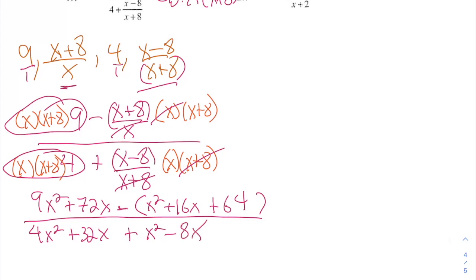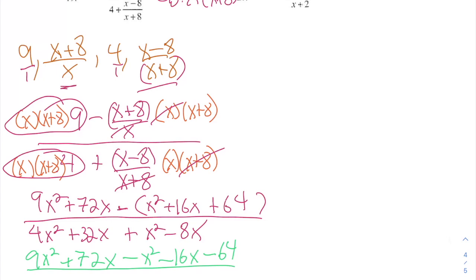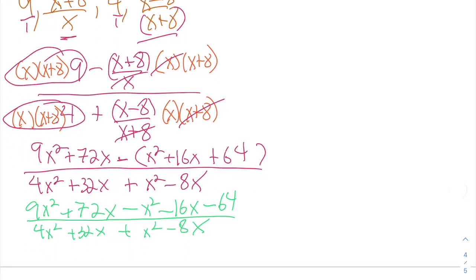I gotta distribute. Okay, take a deep breath, and let's just finish this up. So 9x squared plus 72x minus x squared minus 16x minus 64 all over 4x squared plus 32x plus x squared minus 8x. And now I'm going to combine my like terms. It's going to be kind of a big problem here.